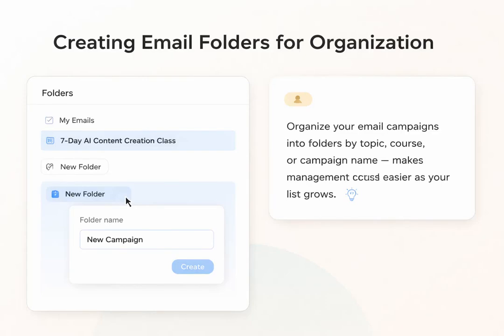Before you start creating emails, it's good practice to organize them using folders. The platform has a My Email section and a My Folders section. You can create folders to group related email campaigns together. The instructor creates an example folder called 7-Day AI Content Creation Class, so all emails related to that specific campaign live in one place. As your email marketing grows and you're running multiple campaigns simultaneously, this folder structure becomes essential for staying organized. It's a small setup step, but it saves a lot of time later.